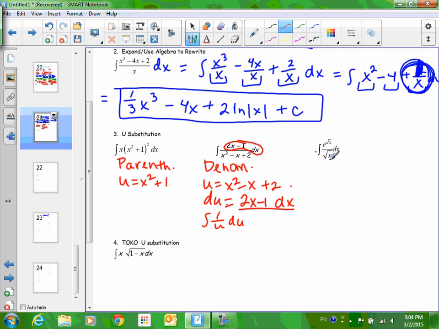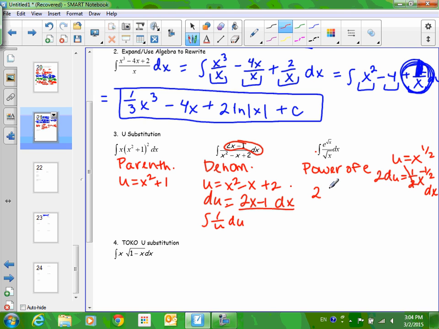Okay, what about the third one? We've already talked about this a little bit today. Right, let u be the power of e. So u is going to be, and I'm going to write it as, x to the 1/2. So then what would du equal? 1/2 x to the negative 1/2. Perfect. And the 1/2 gets moved to the other side as a 2.